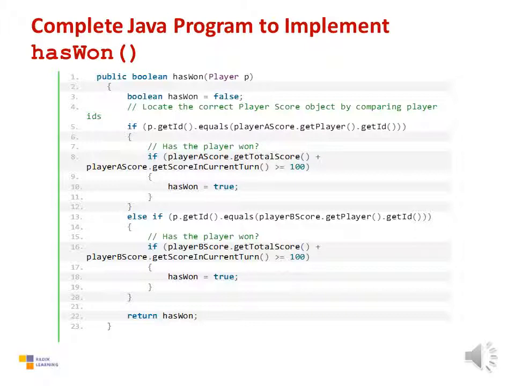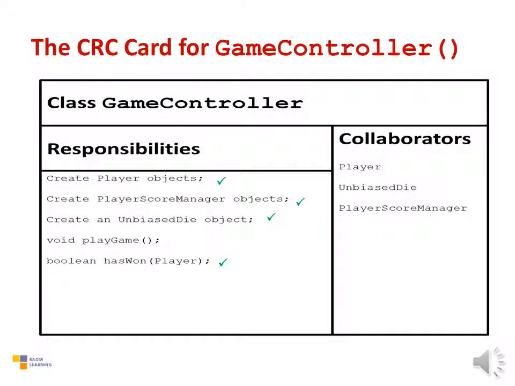If the player ID corresponds to player B, we check if player B has won. If player B has won, we set the boolean variable has1 to true. Otherwise, we do nothing and has1 remains false. Finally, we return the boolean variable has1. Now, look at the CRC card for Game Controller. We have just one more method called play game to implement.